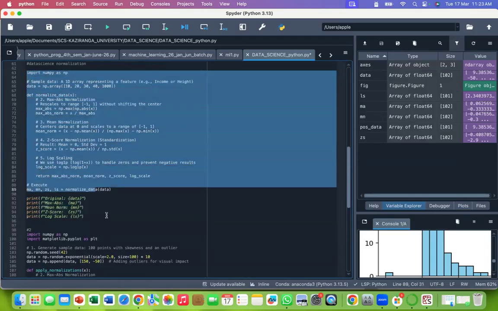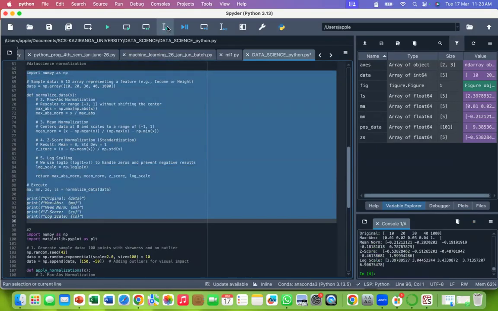Just execute it. It's very simple. You are executing it. You can see the values here. Max abs, this one. Min norm, this one. Values are coming in between 1 and -1. Z-score, this one. And log scale, this one.